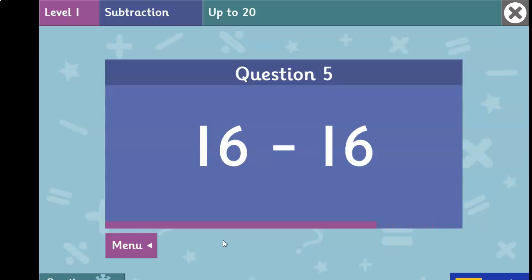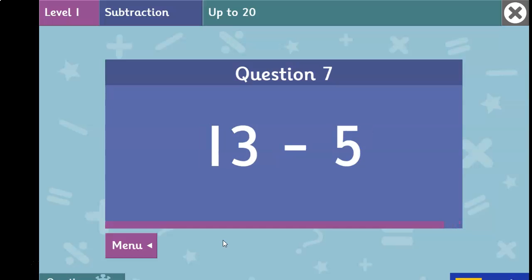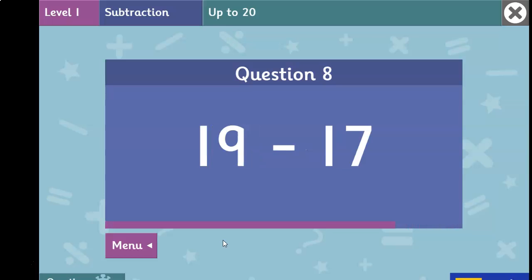16 take away 16. Easy peasy. How many would be left if we took away 16 from 16? 18 take away 17. I think this level's too easy for you. How many would be left? 13 take away 5. You can count backwards. 13, 5 fingers up. 19 take away 7. What's the difference there? How many would be left?